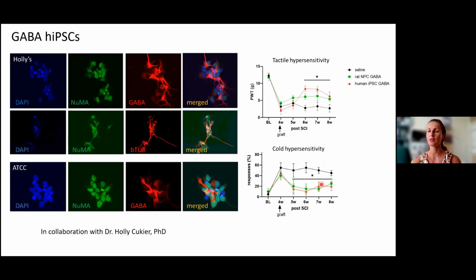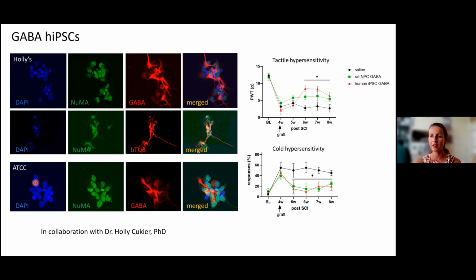For cold hypersensitivity, the effect was about the same. I was also checking for side effects, and I haven't seen any. The only side effect I saw was because those animals have to be under strong immunosuppression. So sometimes those animals don't recover very well from the surgery, and they need a little more treatment than the animals that were receiving just the rat GABAergic cells. Those animals also get immunosuppression, but not as strong as the animals with the human cells.